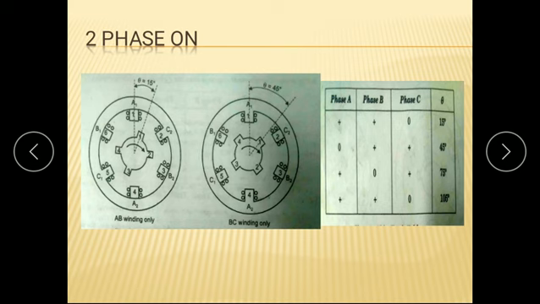So next, two phase on. Two phase on means at a time you will give excitation to two phases. So first, the AB winding only. You give excitation to the A and B phases. At which position does the rotor come to rest? At the middle of the A phase and B phase. Both phases have minimum reluctance, so it will come to rest at the middle of the two phases.